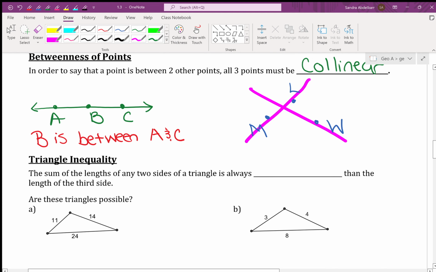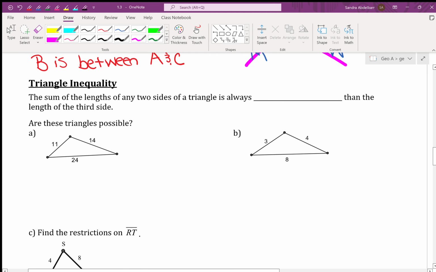All right, the triangle inequality theorem. The triangle inequality theorem tells us the sum of the lengths of any 2 sides of a triangle is always greater than the length of the 3rd side.